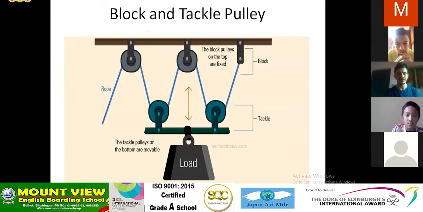So these are some pictures of the block and tackle pulley. This upper one, the black one, is a fixed pulley. It is also a fixed pulley, and the lower one is a movable pulley. When all these pulleys are combined, a new pulley system is formed, called block and tackle pulley.